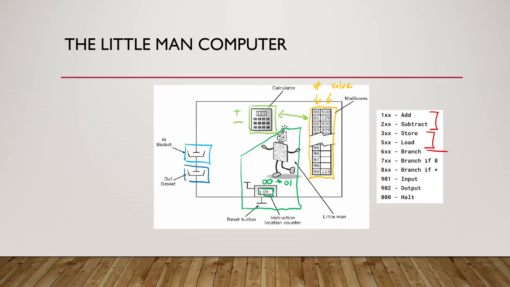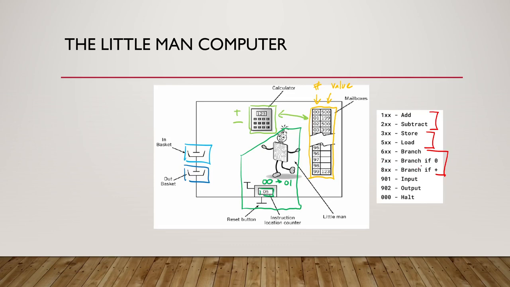I have a couple of branch instructions. So this allows my little man computer to do some really complex stuff. It can execute some sequence of instructions and then based on the result, jump to another spot in this list of mailboxes to execute some other instructions. So here, if the number in the mailbox starts with a 6, then this is what we call an unconditional branch. That means automatically jump to another part of the code. If there's a 7 or an 8 in there, these are what is known as conditional branches.